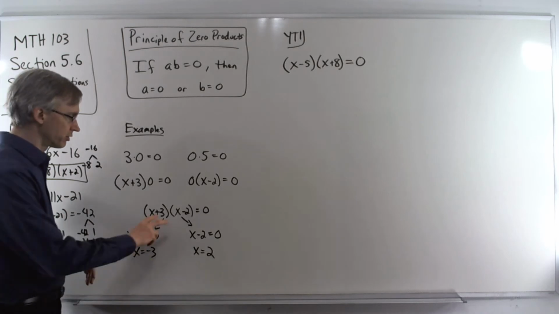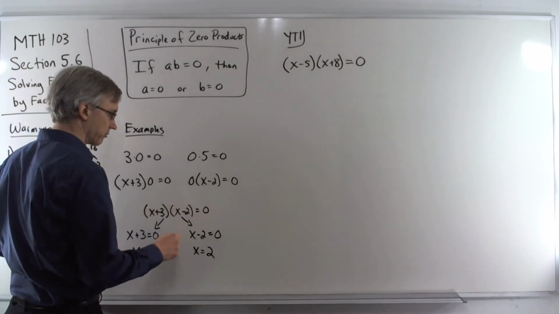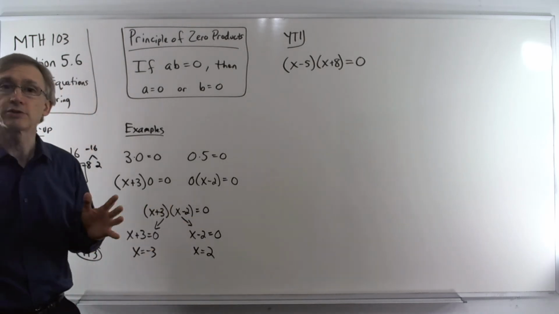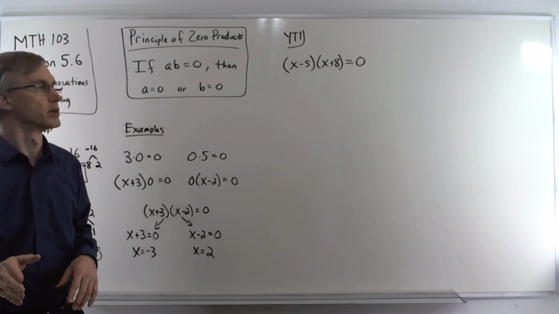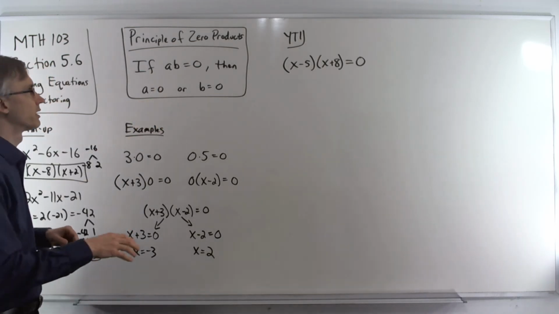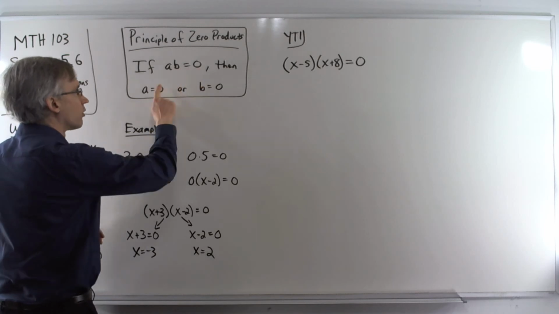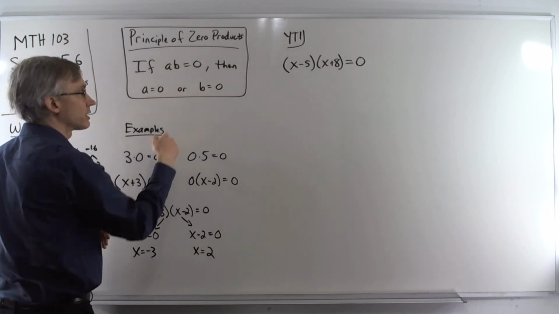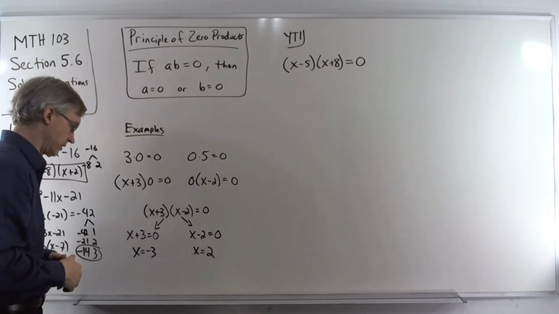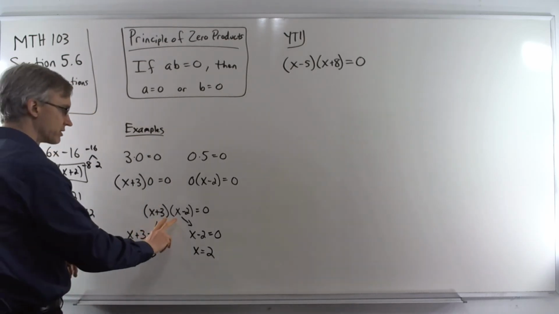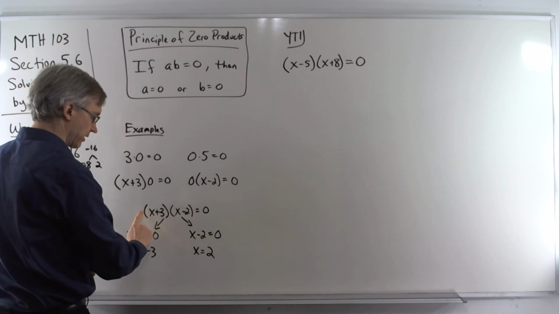But what if we have two binomials multiplied together that equal 0? Well, that's where we can use the principle of zero products. We know from this property that if we have two things multiplied together that equal 0, one of them has to be 0. At least one. They both could be 0. So we're going to use that fact to solve equations that look like this.